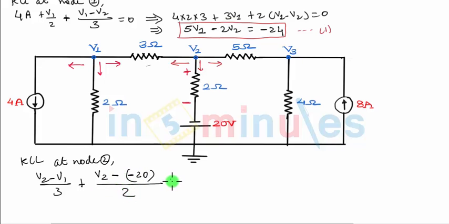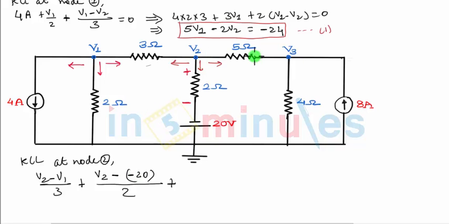Divided by 2 will give me the current through this branch. If the battery polarities of the 20 volts were like this, then we would have written V2 minus 20, that's it, divided by 2. But because they are inverted, we have written V2 minus of minus 20. I hope this is clear to everyone.